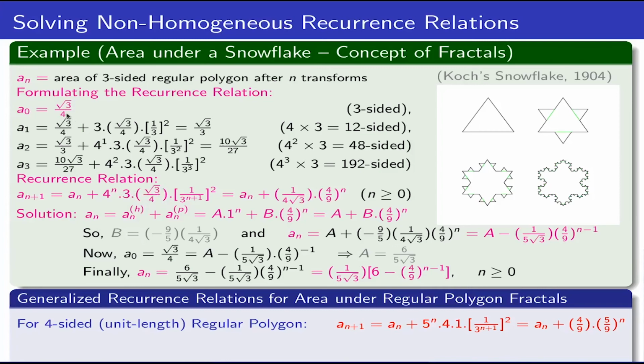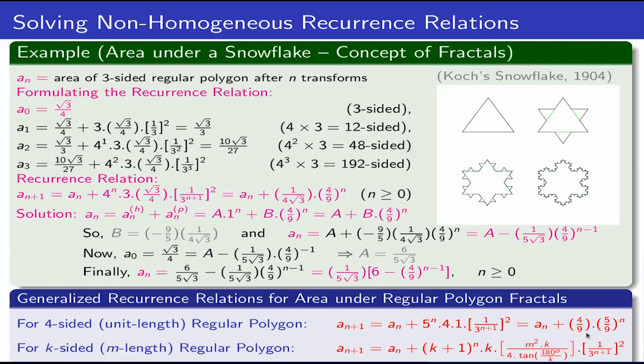This is the initial polygon's area. So it will be 1 for our square, the 4-sided regular polygon. This is just breaking it into 3 parts every time, reducing the side length to 1/3. It will be the same, because in 4-sided polygons also we are doing the 1/3 part. So this will come as this.